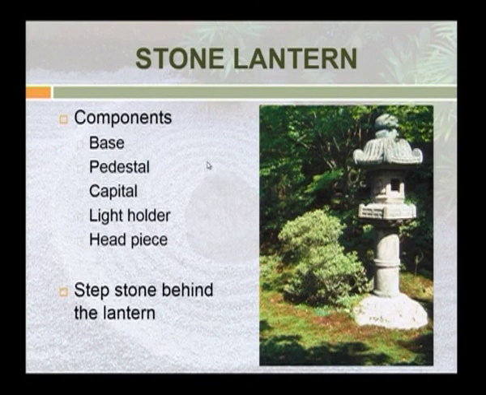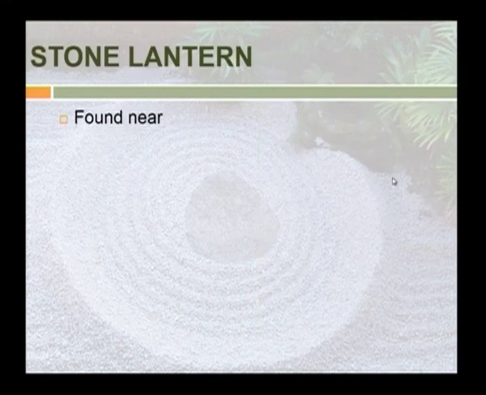The next Japanese garden element is the stone lantern. A typical stone lantern is made up of 5 components: the base, the pedestal, the capital, the light holder, and the headpiece. And a step stone is generally placed behind the lantern, so that it helps in lighting the lantern.